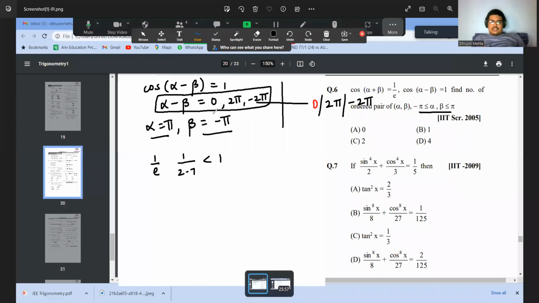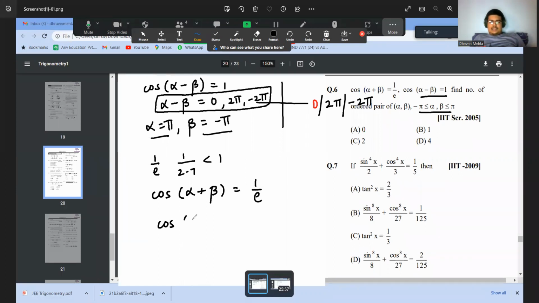So, we are discussing this. Alpha minus beta has these values: 0, 2 pi and minus 2 pi. Now coming to 1 upon e. So we have cos of alpha plus beta equal to 1 upon e, and 1 upon e is less than 1. Do you guys agree with me?